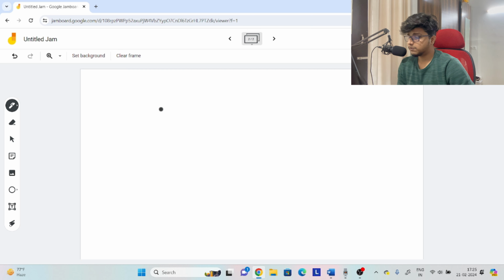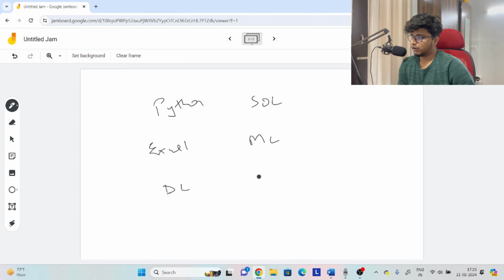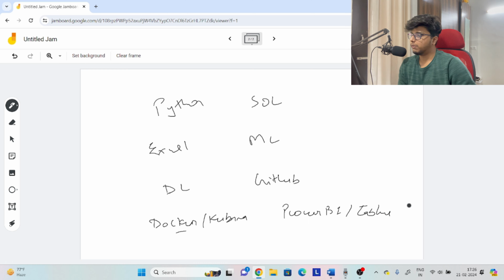So let's name some of the skills. Some skills that we should know are Python, then you have SQL, then you have Excel, then you have machine learning, then you have deep learning. Apart from that you have other tools, right? For example, software development tools, so let's say you have GitHub, right? And you have engineering tools, or tools that help you manage your applications, like Docker or Kubernetes. Then you have visualization tools like Power BI, and you have Tableau, right? So there are many tools like this.